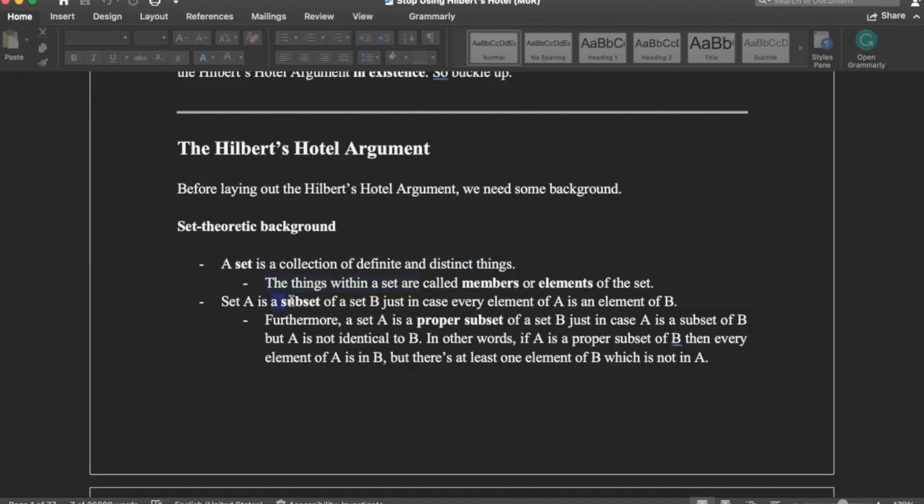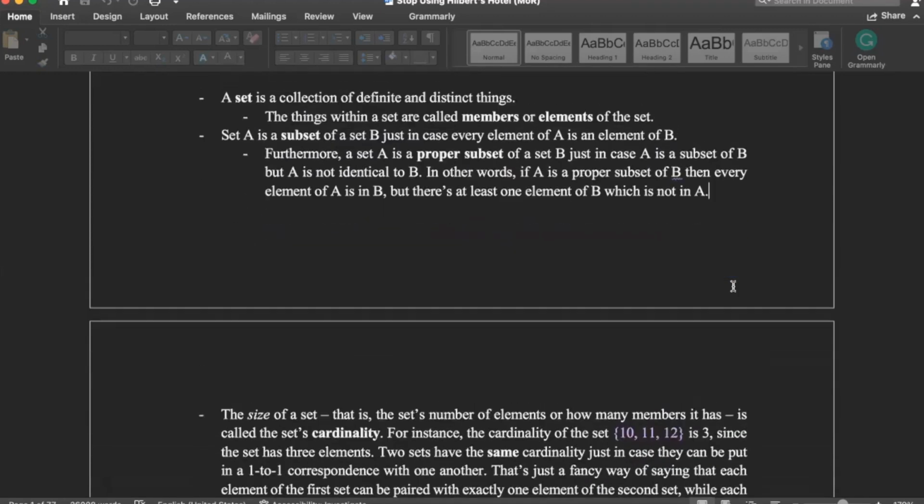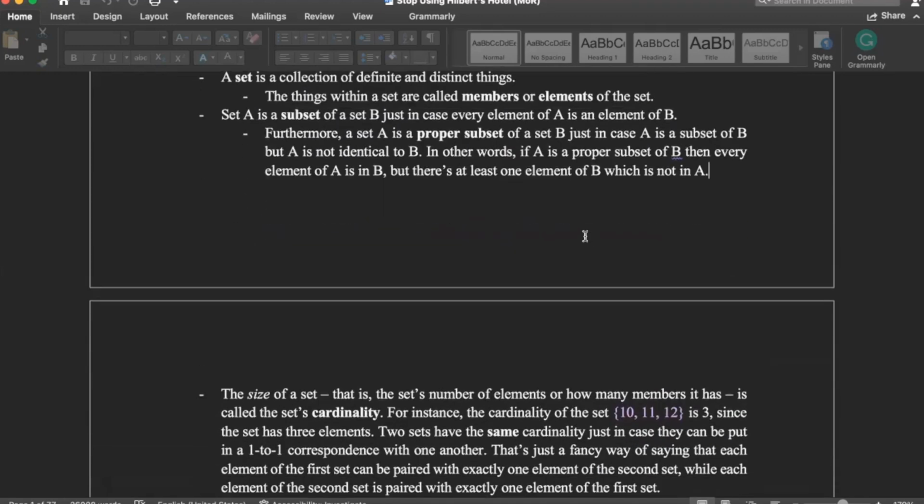Set A is a subset of a set B, just in case every element of A is also an element of B. Furthermore, a set A is a proper subset of a set B, just in case A is a subset of B, but A is not identical to B. And so what that's saying is basically, if A is a proper subset of B, then every element of A is in B, but there's at least one element of B which is not in A. Okay, so that's sets and subsets, as well as proper subsets.